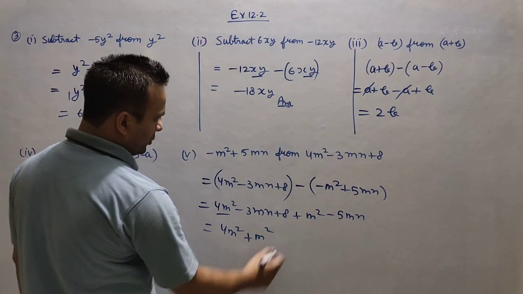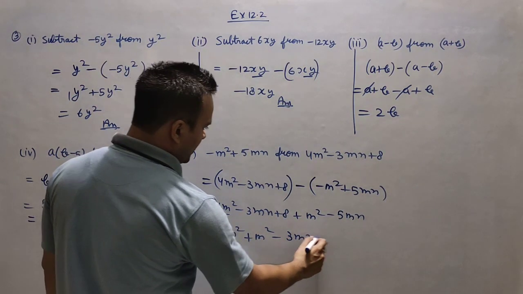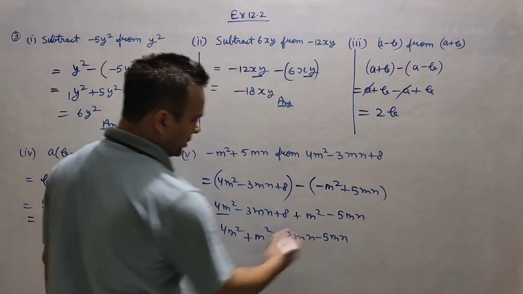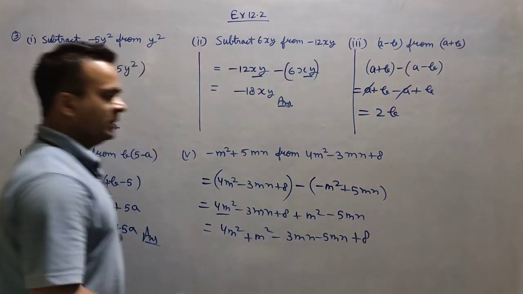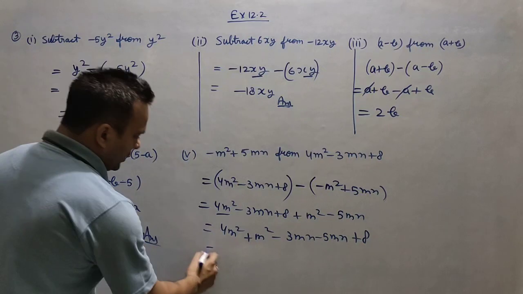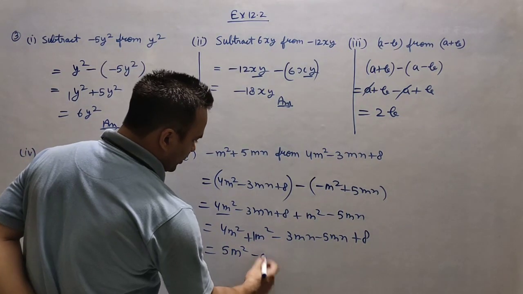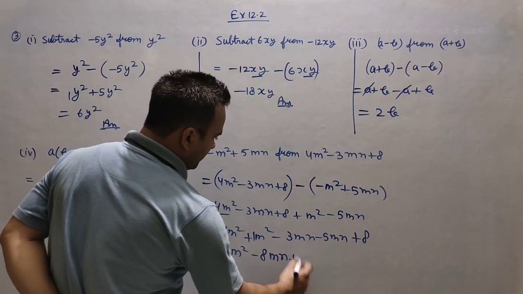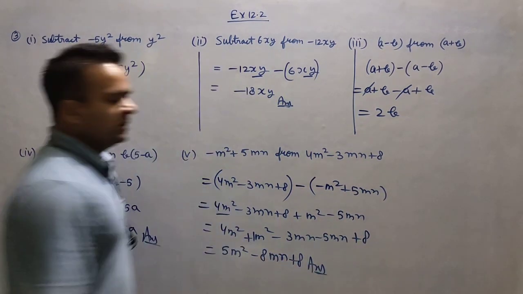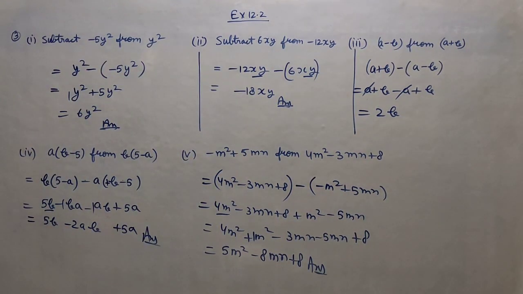M square I am putting here, minus 3mn minus 5mn I am putting together, and plus 8 separate. So it will be 5m square, definitely, and both are in minus, so it will be minus 8mn plus 8, and after this you can leave the answer because all are unlike terms, right?